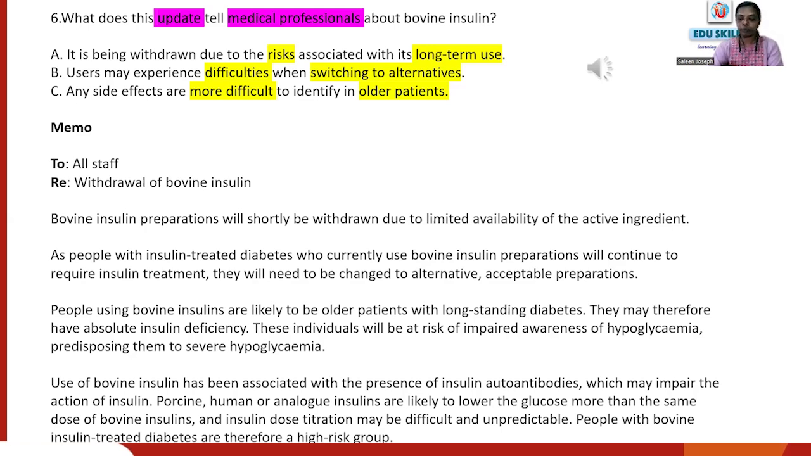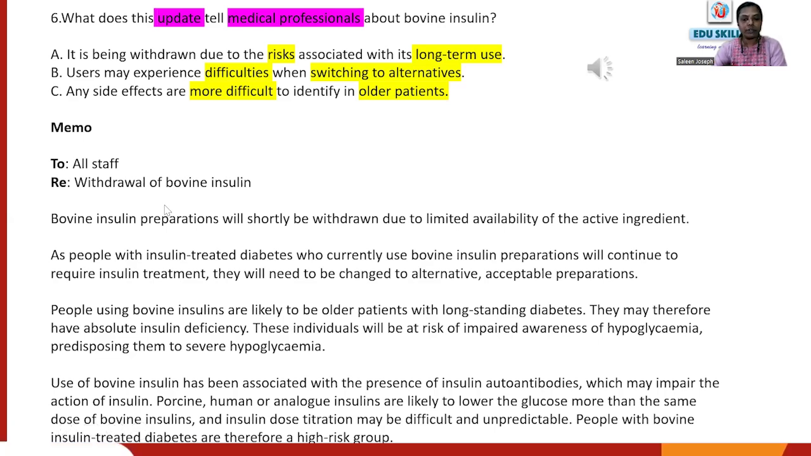Okay, so when you read the text, it is a memo given to all staff regarding withdrawal of bovine insulin. So bovine insulin preparations will shortly be withdrawn due to limited availability of the active ingredient. As people with insulin-treated diabetes who currently use bovine insulin preparations will continue to require insulin treatment, they will need to be changed to alternative acceptable preparations. People using bovine insulins are likely to be older patients with long-standing diabetes. So they may therefore have absolute insulin deficiency.